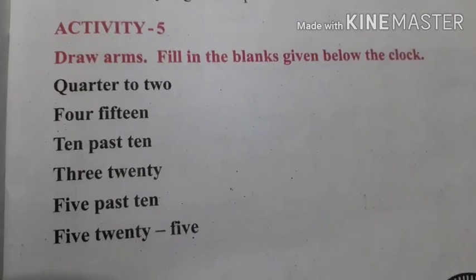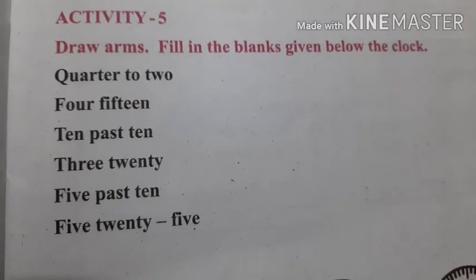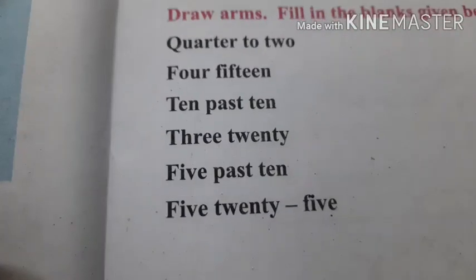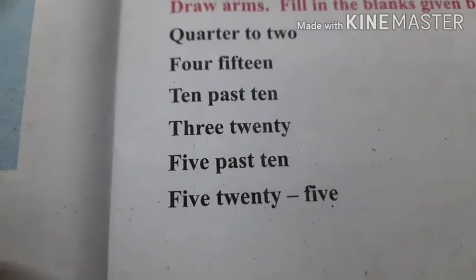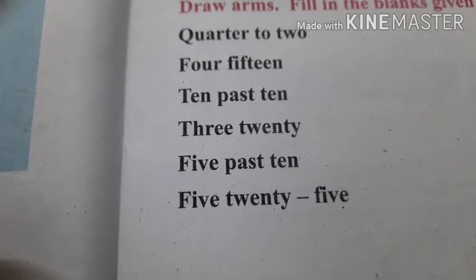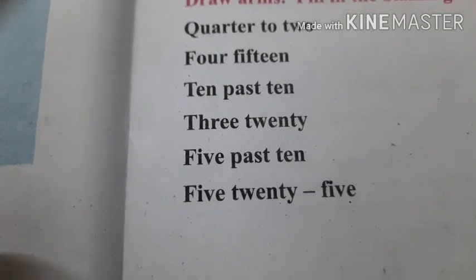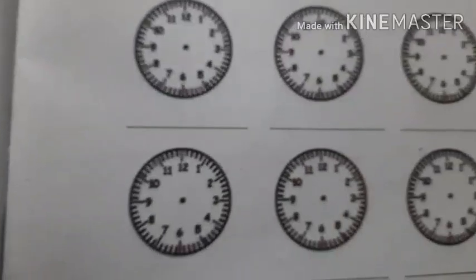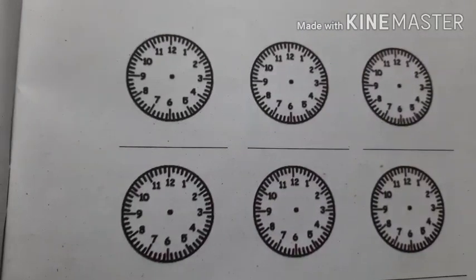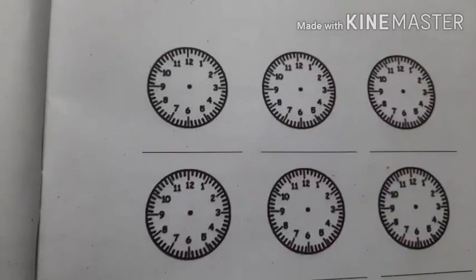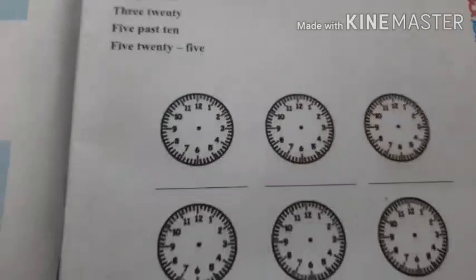Activity 5 says draw arms. Fill in the blanks given below the clock. So the time is given: 1:45, 4:15, 10 past 10, 3:20, 5 past 10, 5:25. So here is the clock given. You're going to draw the time and mention the time given over here. Then coming to the next page.